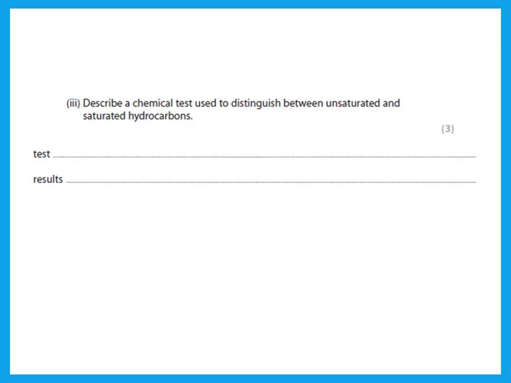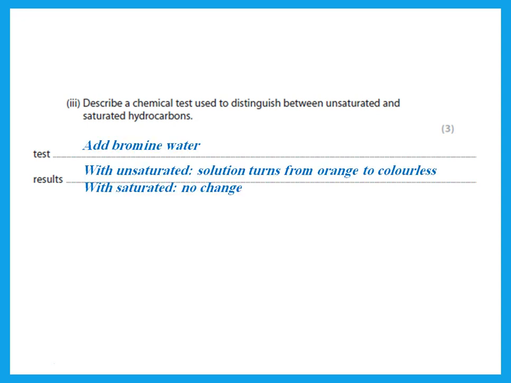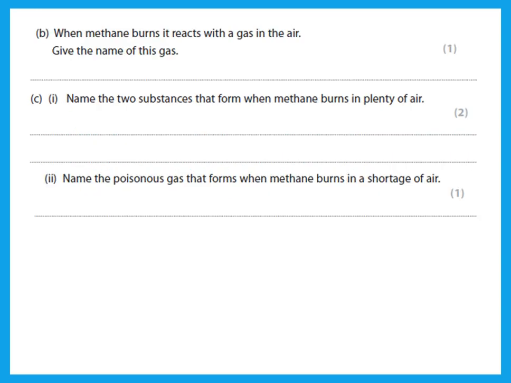So if he says describe a chemical test used to distinguish between unsaturated and saturated hydrocarbons, what did we just say? Our test would be add bromine water. With unsaturated, which is alkene, the solution turns from orange to colorless, or reddish brown to colorless. With saturated alkanes, no change. This is another typical question on what we're talking about.